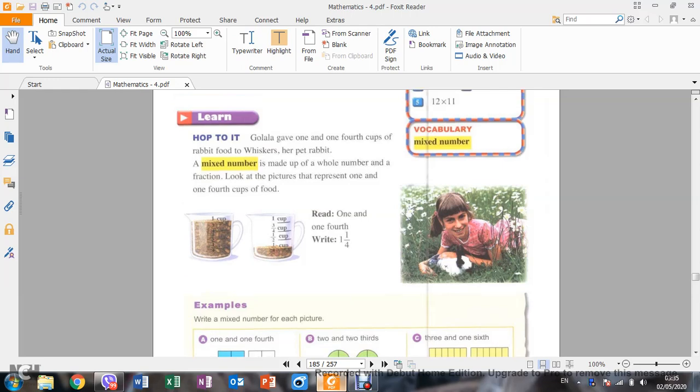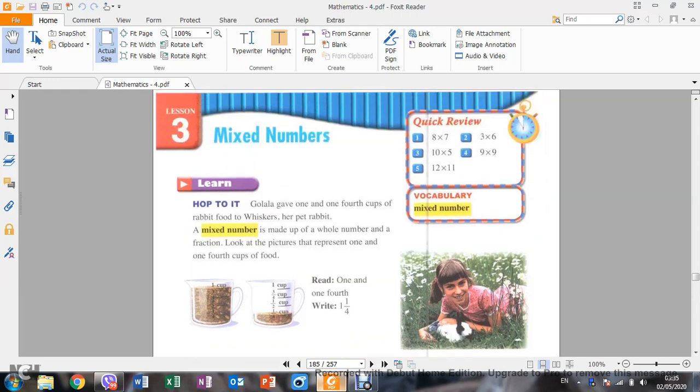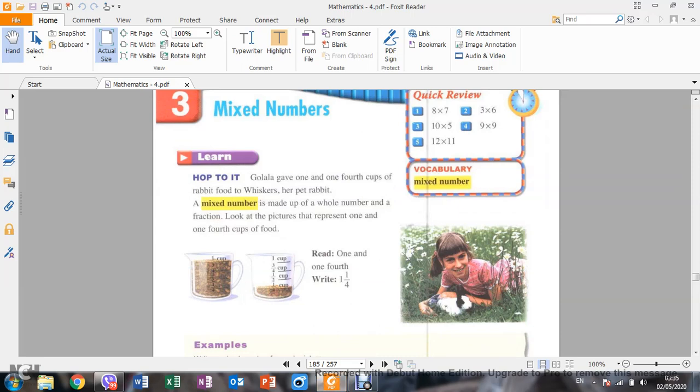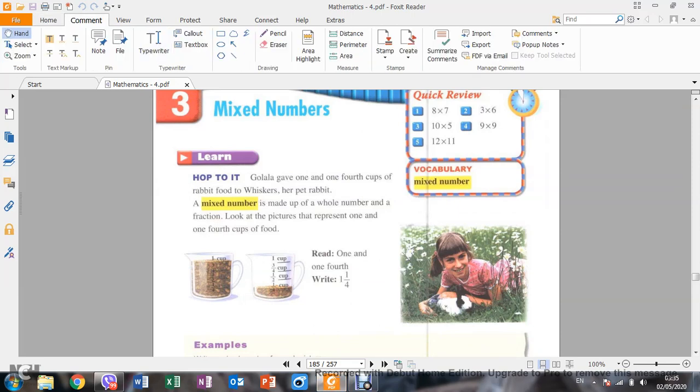Hello dear students, today we want to talk about mixed numbers. But first, what is a mixed number? A mixed number is made up of a whole number and a fraction together. For example, look at this example.